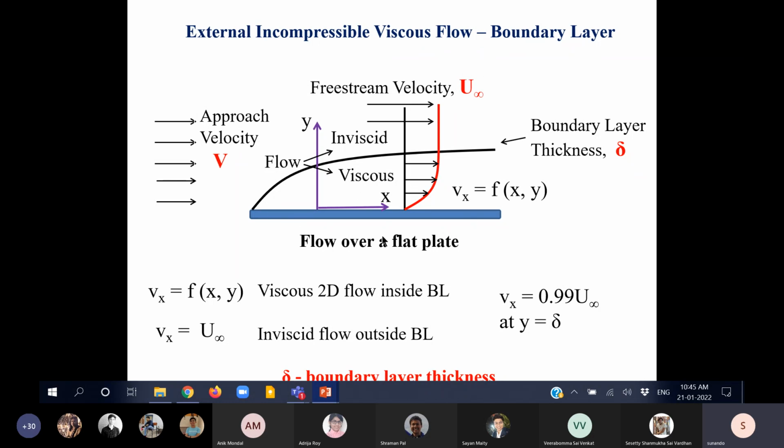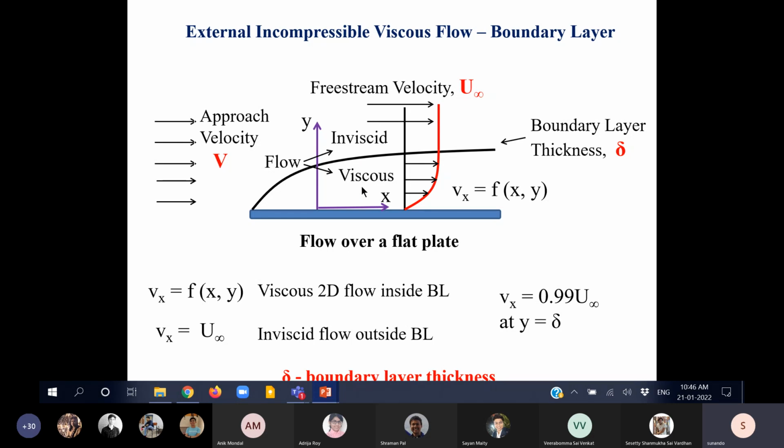But if it's a curved plate, then V and U infinity would be different, because you have lesser flow area for the flow to take place, and U infinity for a curved plate can be a function of x. So U infinity is definitely not a function of y. For flat plates, U infinity is not a function of x as well, and for a flat plate, U infinity is equal to V. Whereas for a curved plate, U infinity will still not be a function of y, but it could be a function, maybe a weak function, of x as well. So that's the definition of approach velocity, free stream velocity, and so on.